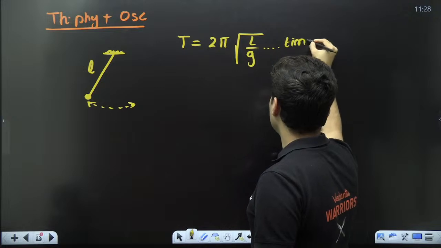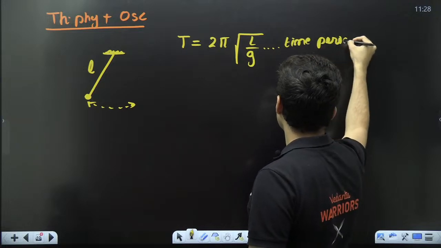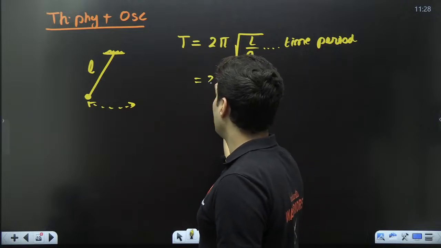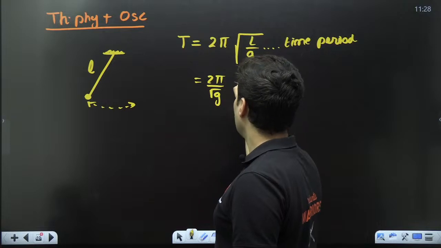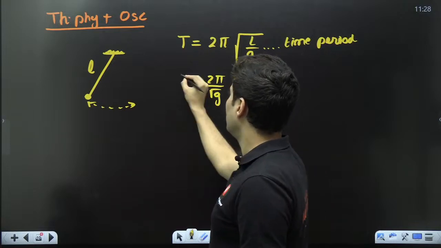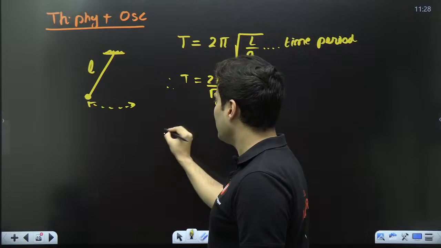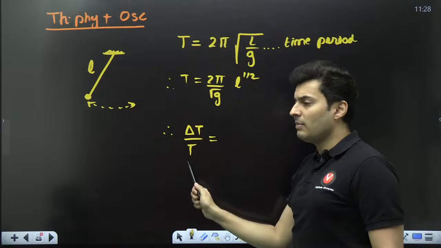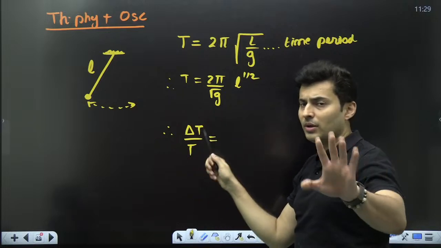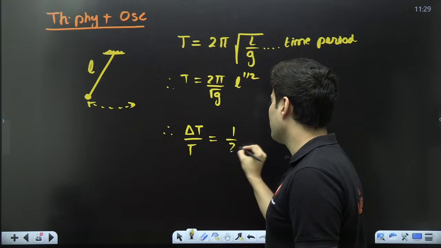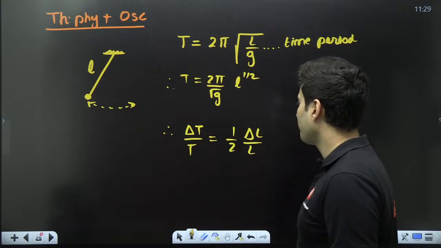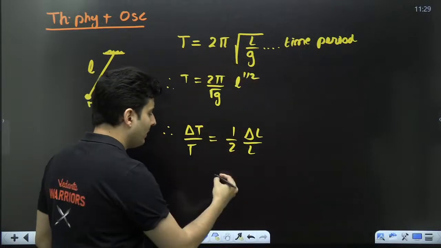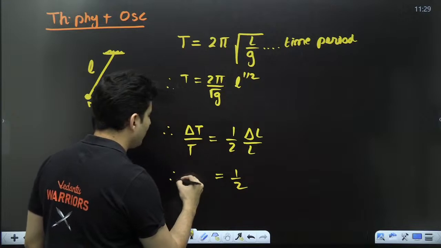This is your time period. Okay. So what I can do, I can just write it as 2 pi by root g, and length raised to half is basically your time period. So taking the error formula, delta t by t is the relative error. 2 pi by root g is a constant, don't bother. L's power is half, so into delta L by L. Now again, this is a common form. Delta L by L is alpha delta t, but be careful when you write this.